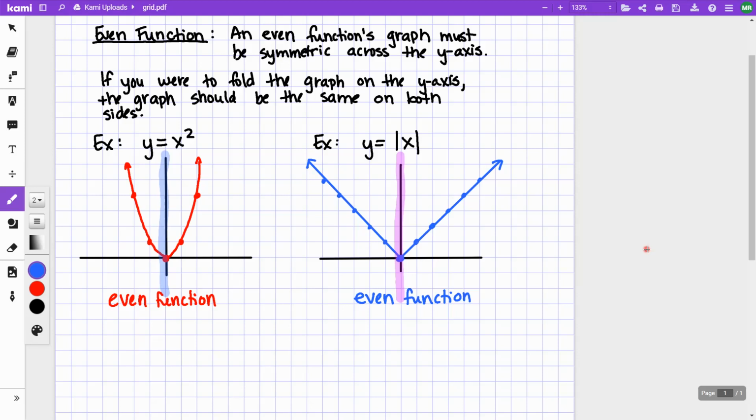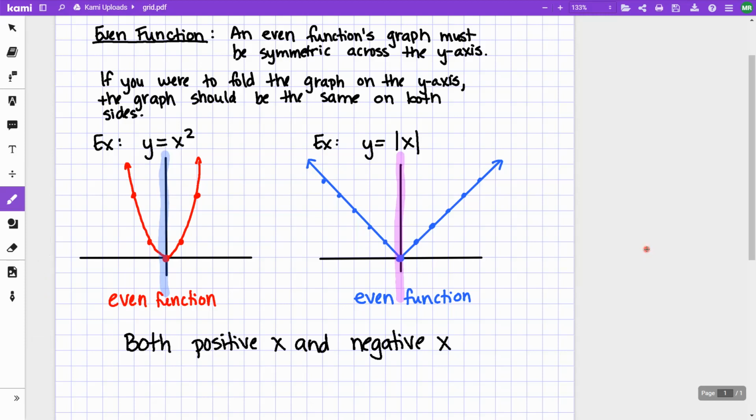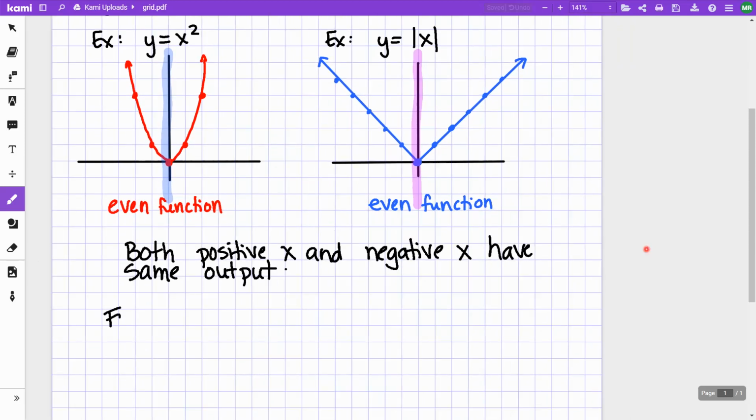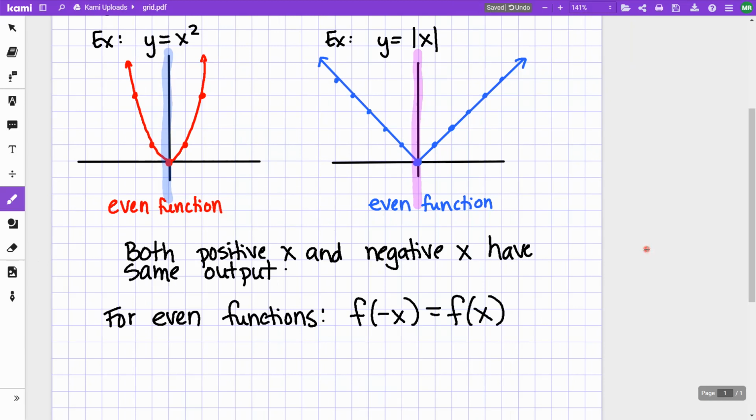Okay, so let me just jot down the following. Both positive x and negative x have the same output. That's what's happening. So mathematically, we have the following for even functions. If I make my x the opposite sign, it's the same as my positive x. So what I get when I put in a negative x is the same as what I get when I put in a positive x. So how do I show this algebraically?